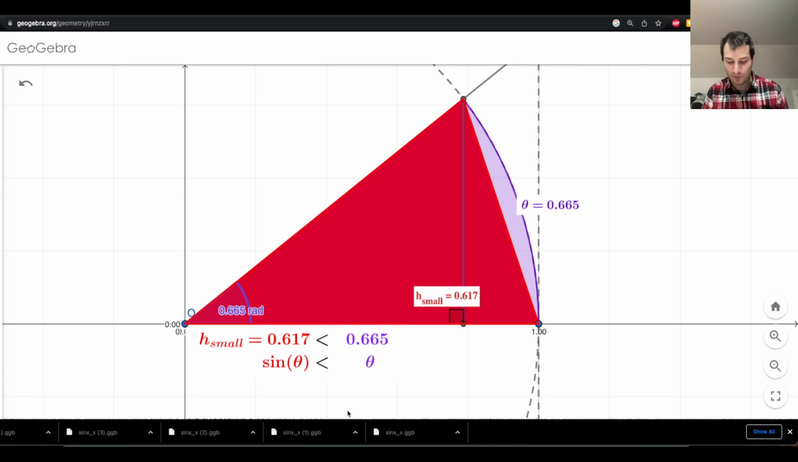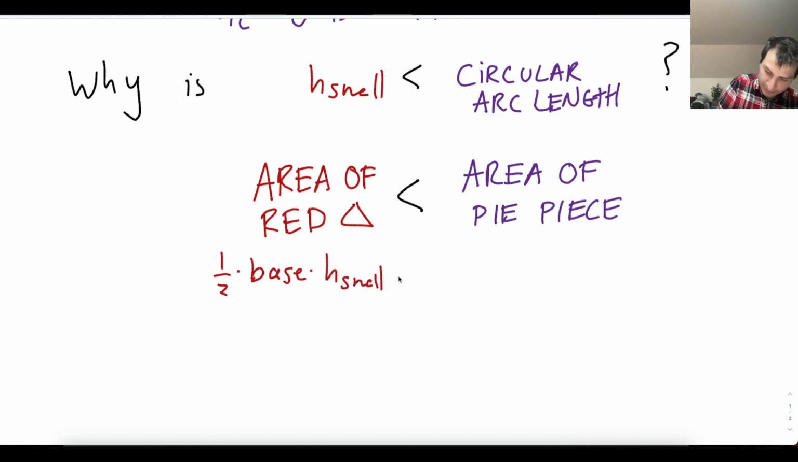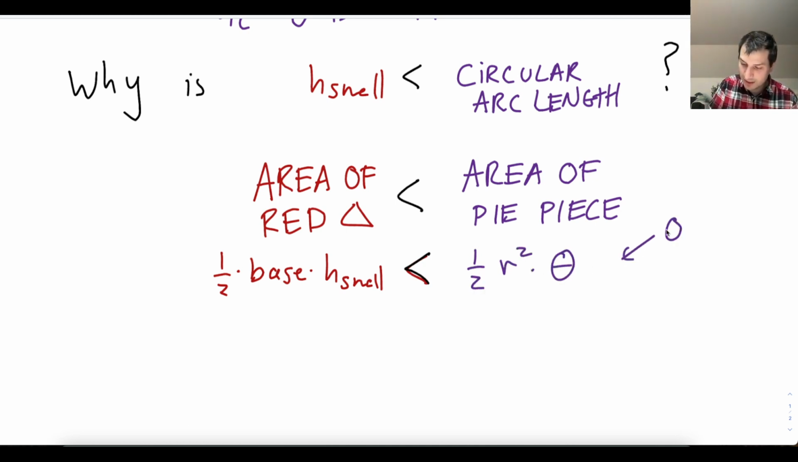On the other hand, we know a formula for both of these. So the area of the triangle is 1/2 base times height. The height is h small. And the area of a circular pie piece is 1/2 times the radius squared times theta. And again, this is only true if theta is in radians. So that's important here for this formula to work.